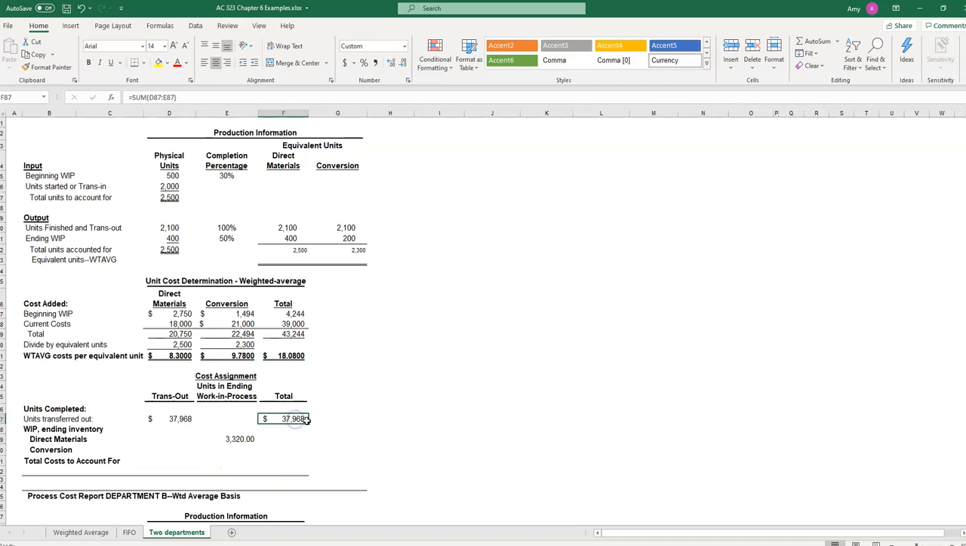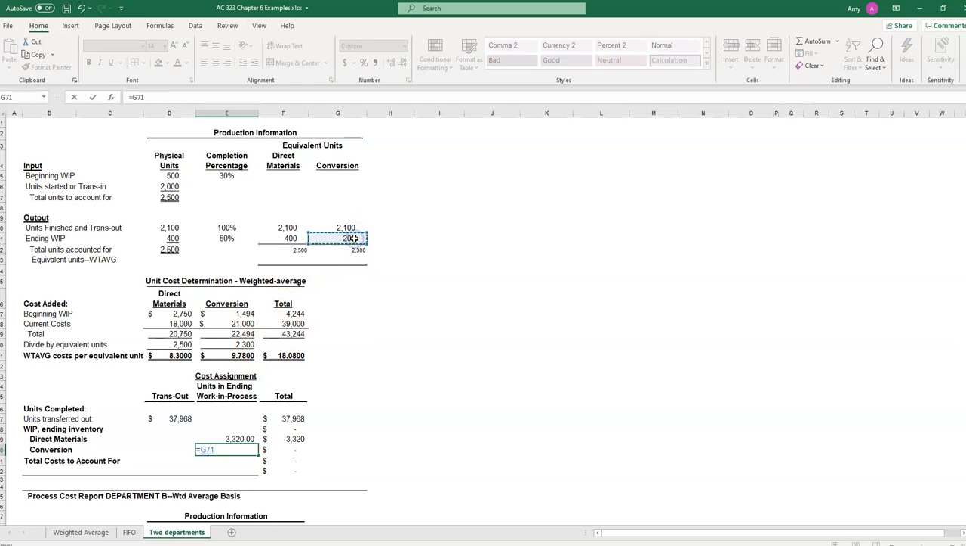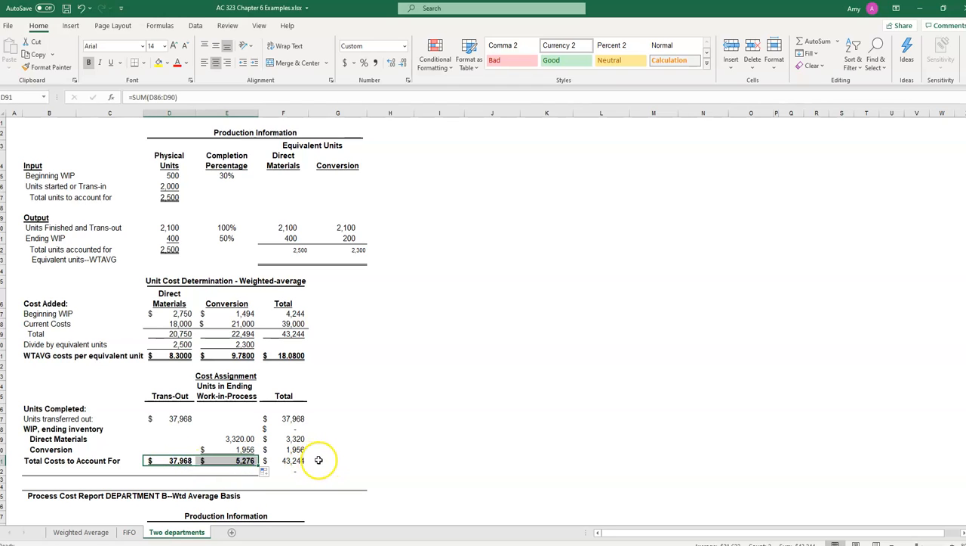And then for conversion, we have 200 left in conversion and $9.78. We would take 200 times $9.78, and that gives us our conversion costs. Then sum up each of these columns. And we applied $43,244 in costs, which should match our total cost for the period we have up here.